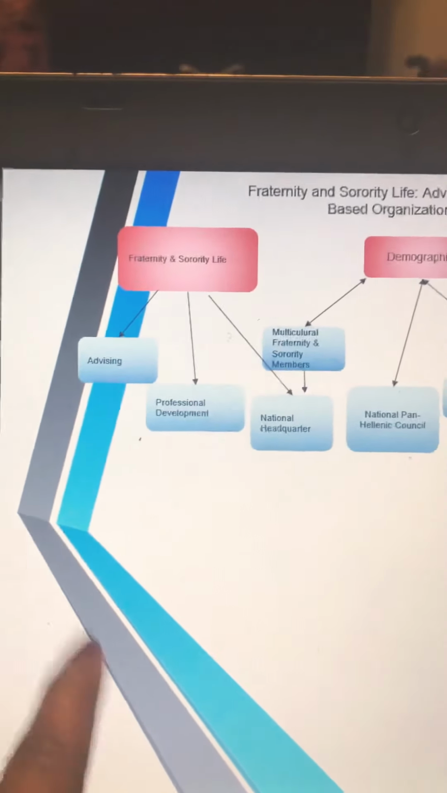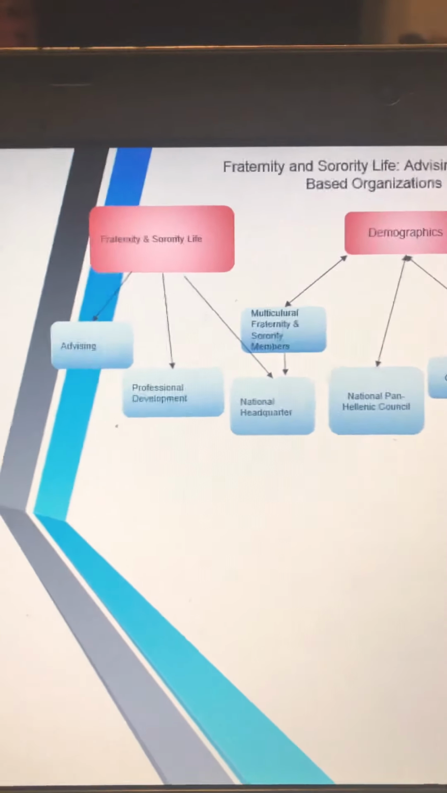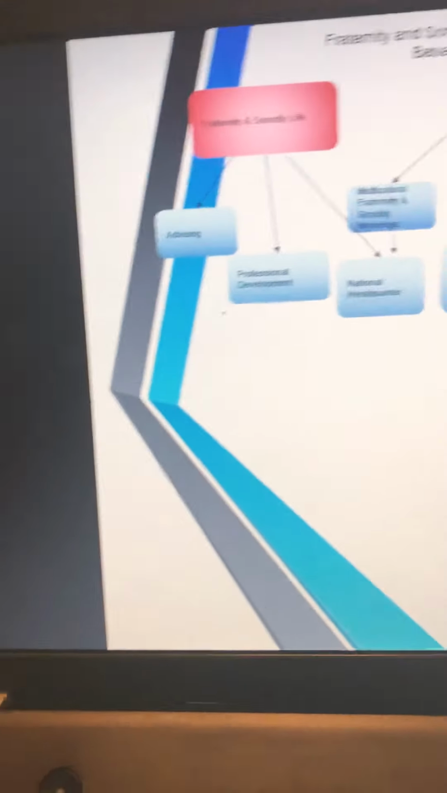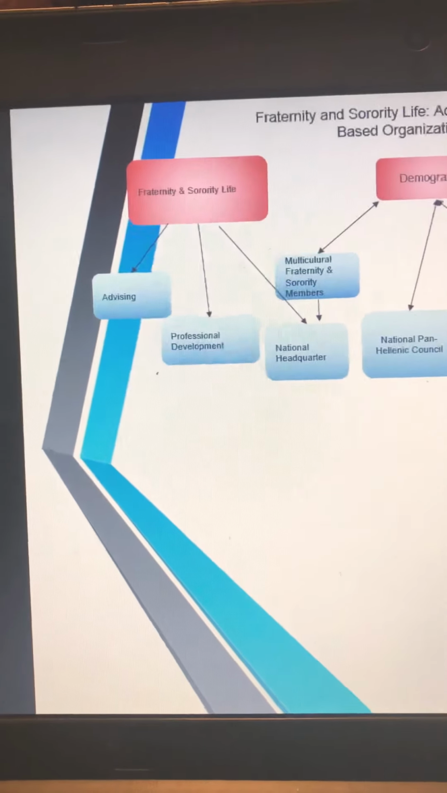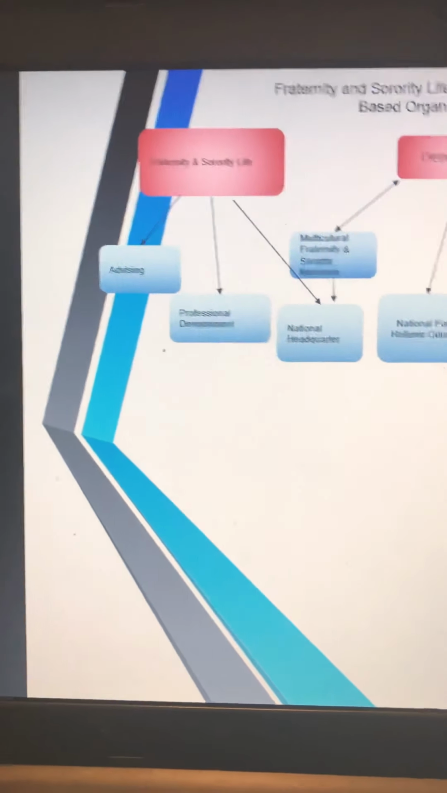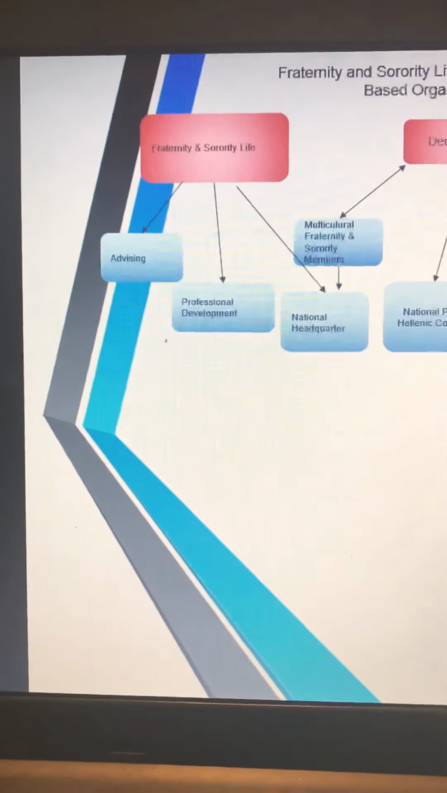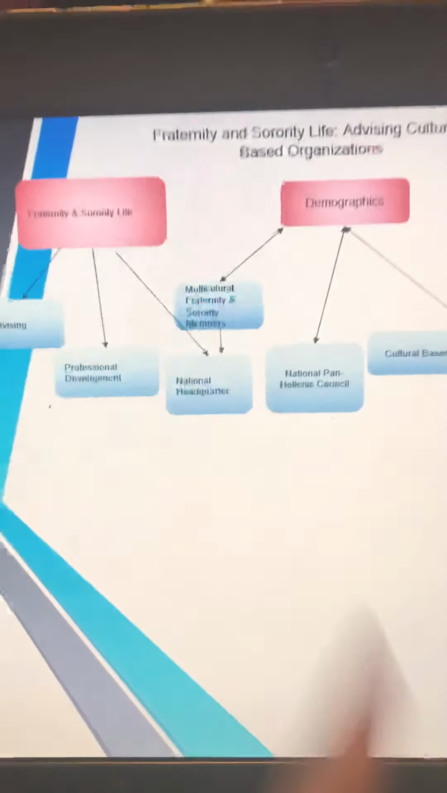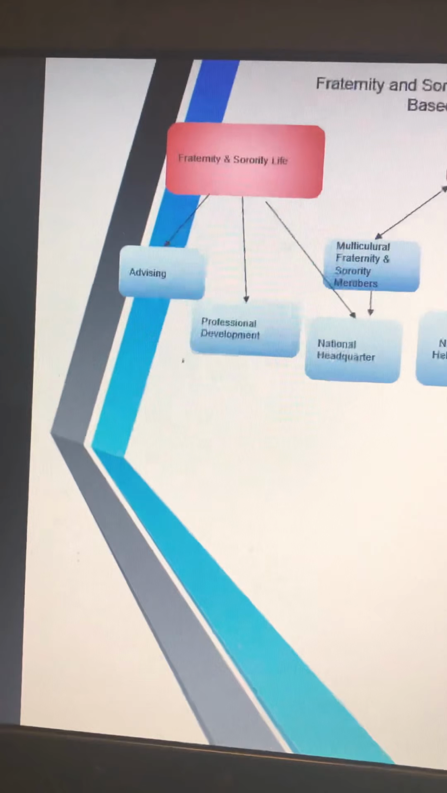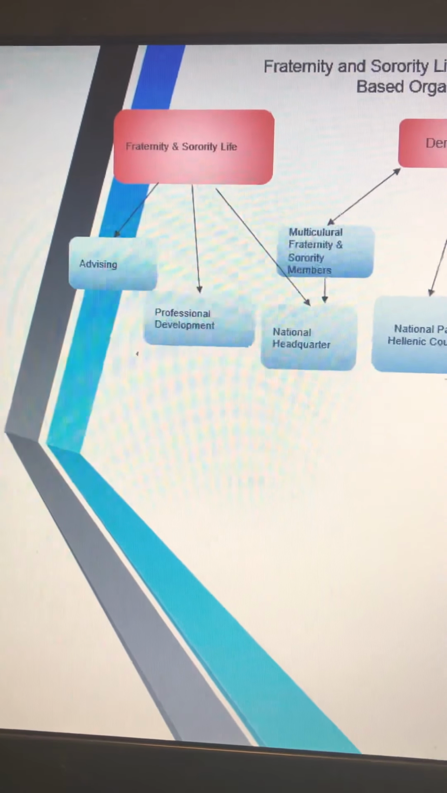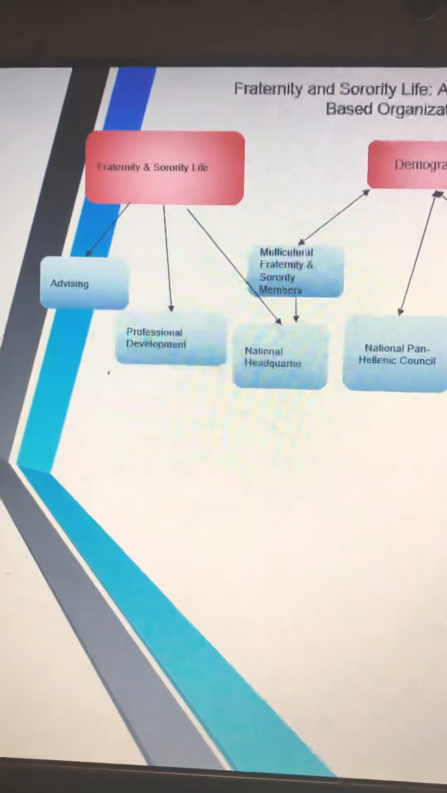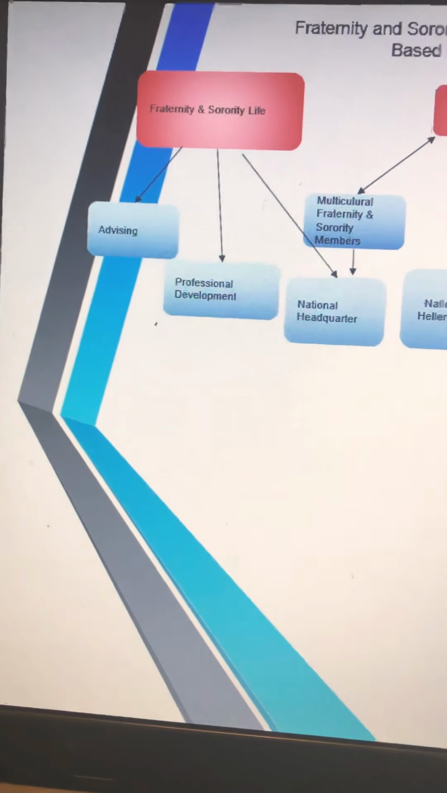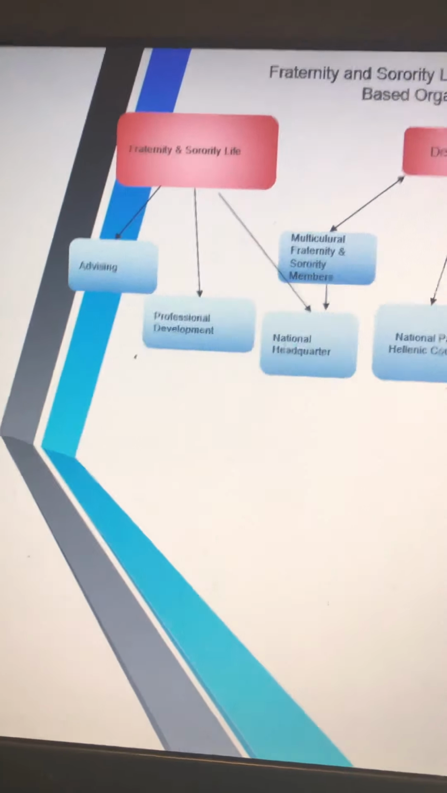And then with the cultural competencies, also professional development: how is that being included in professional development for fraternity sorority professionals? That should be a required development for them. And then national headquarters, how is fraternity sorority life partnering with national headquarters on the cultural competencies, as far as making sure they understand how to work with these students?